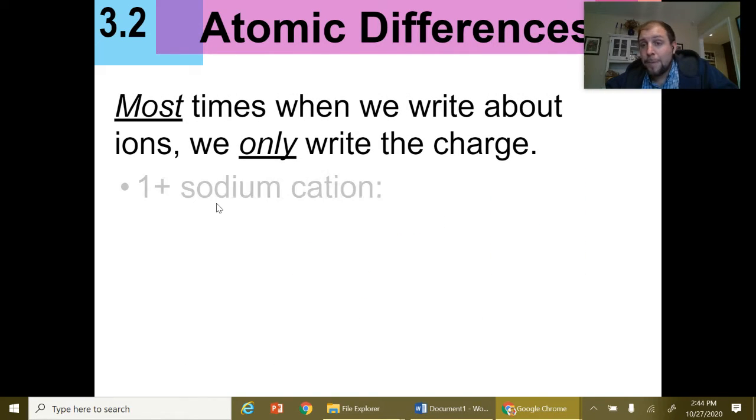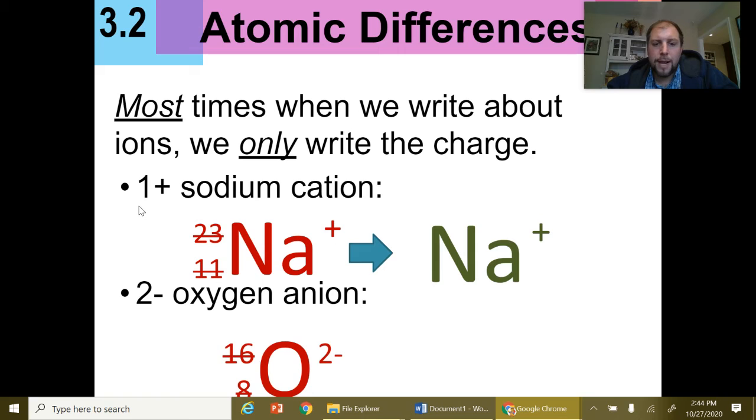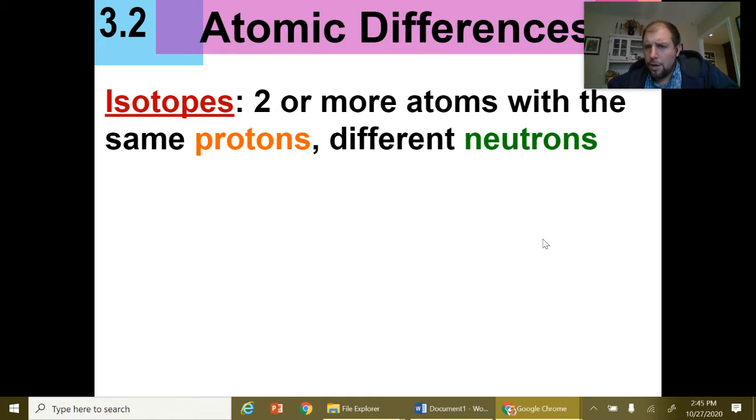So oftentimes when we write ions, we just leave off the other information of the atomic symbol. If we wanted to write about a sodium ion, a +1 sodium ion, we'd leave off the atomic number, we'd leave off the mass, and we'll just write the charge. Or a 2 minus oxygen ion, we'll just write the charge, and usually we'll just leave off the atomic number and mass number when we're talking about ions and how they behave chemically.